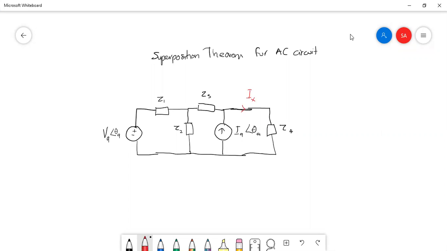So this is the lesson for superposition theorem for AC circuit. Okay, so actually what we have learned for superposition in DC circuit, the same theory and the same approach can be applied to analyze this AC circuit. Okay, for example, you have a circuit that contains two sources, and then you need to find, for example, Ix using superposition.